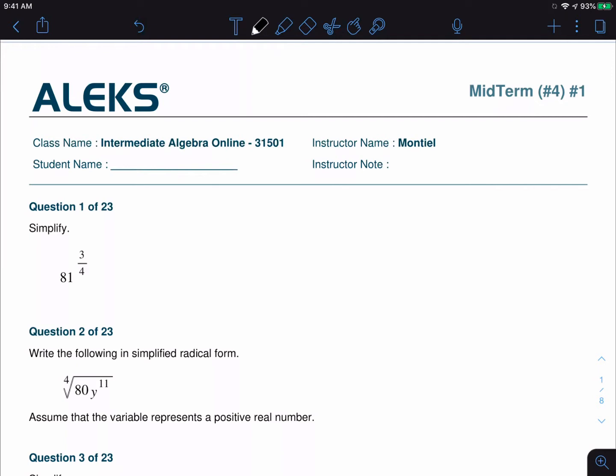Now, this is just like your midterm exam that you're going to have. The numbers will be different, but this is a version of that exam, and you can see that this is one of the versions from the midterm exam. Okay, so let me go ahead and go through this.